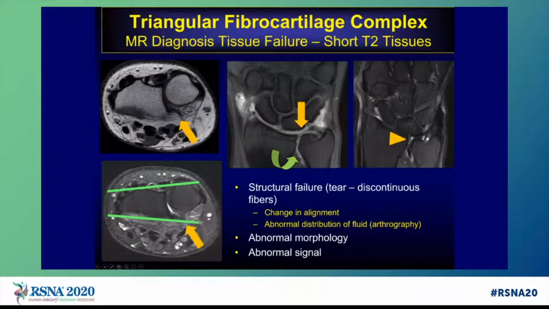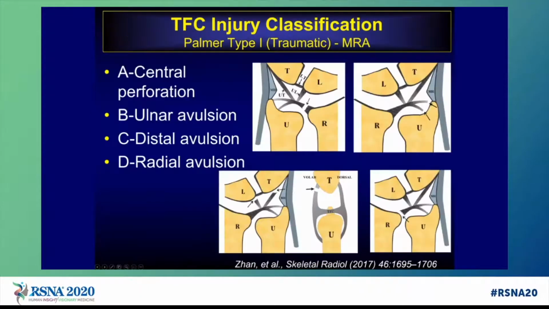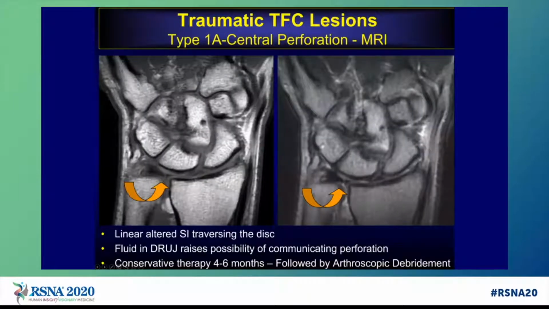All secondary findings of failure of those tissues. The triangular fibrocartilage injury classification is well known and includes the Palmer type 1 with traumatic injury as well as a degenerative classification system. As we think about the type 1 traumatic lesions, let's look at them on MR.